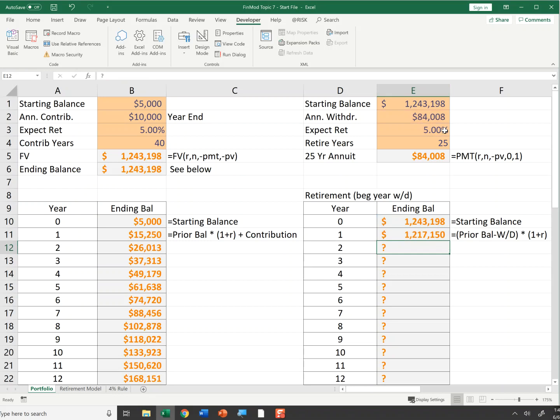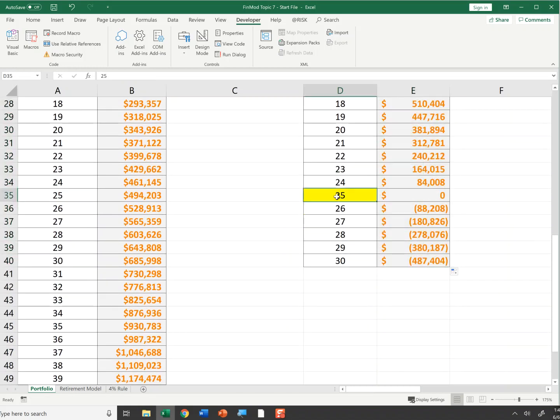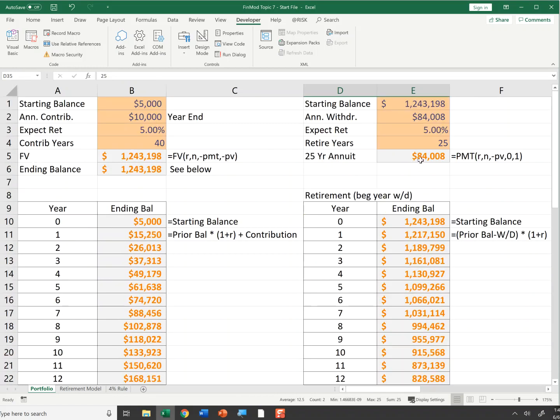At the end of that first year, I'll have $1.217 million. I'm going to copy this down, and what you'll notice is that exactly 25 years from today is exactly a zero balance. So that's what this payment function is telling me: how much I can withdraw starting today, that's what the 1 is, if I have the $1.24 million in the bank for 25 years at 5%.